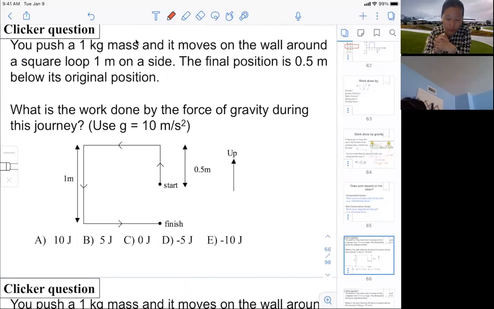So we have a first question. You push a 1 kilogram mass moving on the wall around a square loop. It's 1 meter per side. You start here and you go around, and you finish here. I'm asking, what is the work done by the gravitational force during this journey? I'm going to go ahead and let you vote. You may need to take a moment. If you need to quickly calculate on your scratch paper, you can do so, but we don't need to discuss this question. So just use what we talked about. How do you calculate work done by gravity?